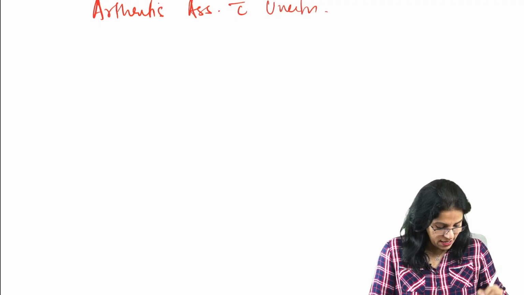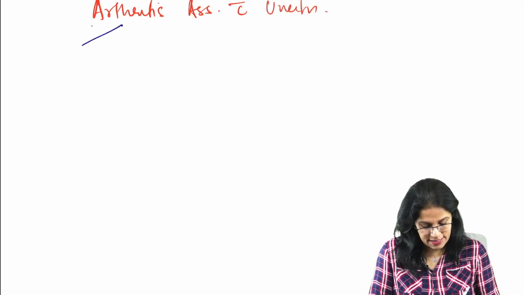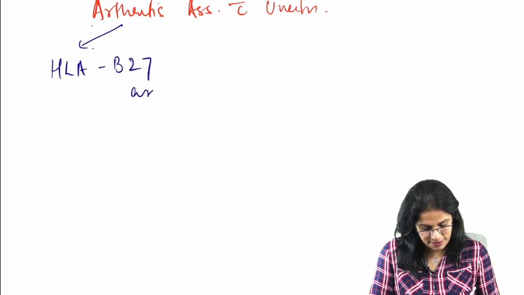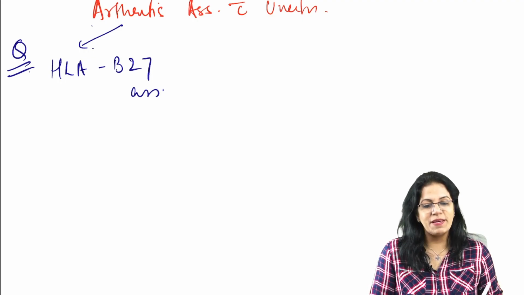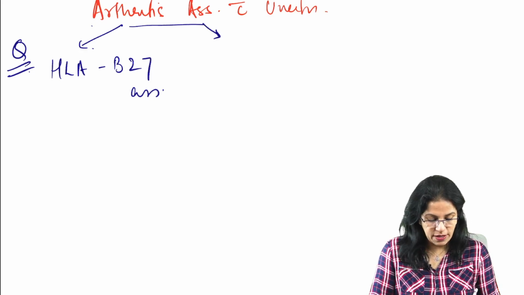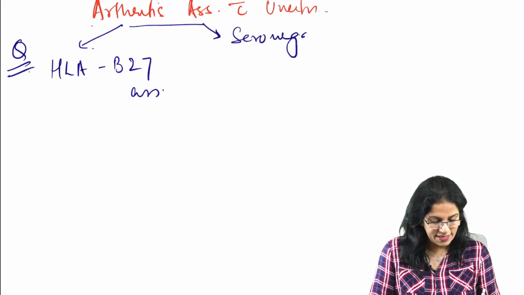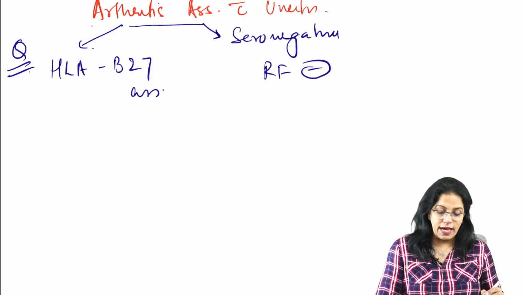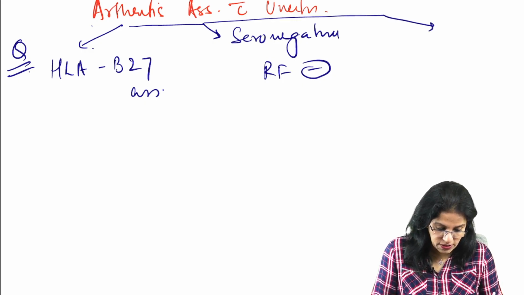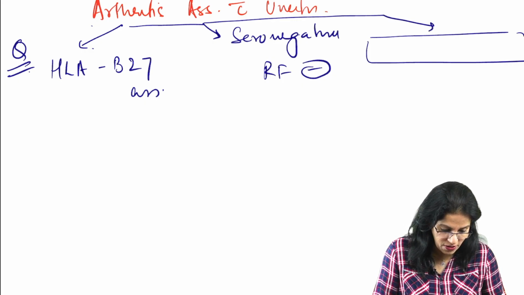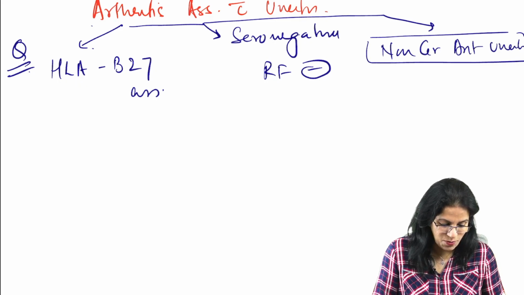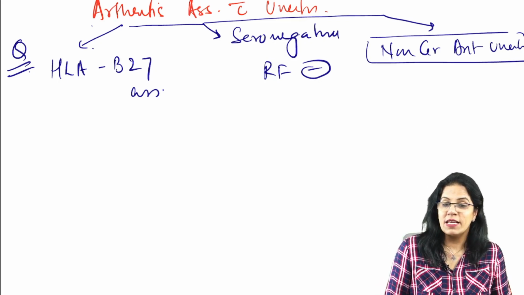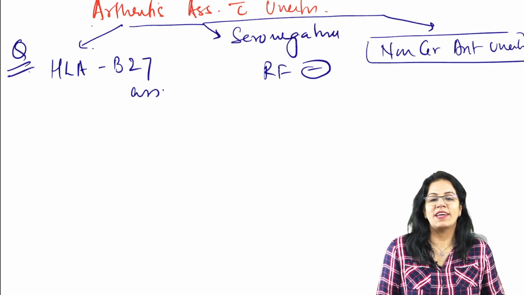Very important thing, number one. All these arthritis are HLA-B27 associated. This is a very important exam question. Make a Q there. Second important point, they are all seronegative. Rheumatoid factor is absent. And what is the type of uveitis? All these are in the box non-granulomatous anterior uveitis. I hope you've revised what are the features of anterior uveitis.